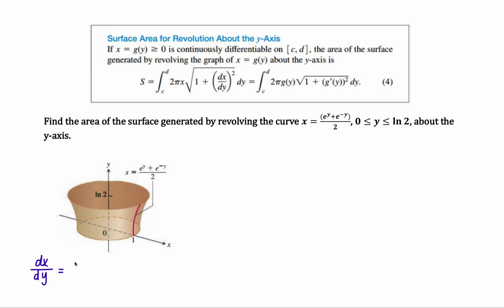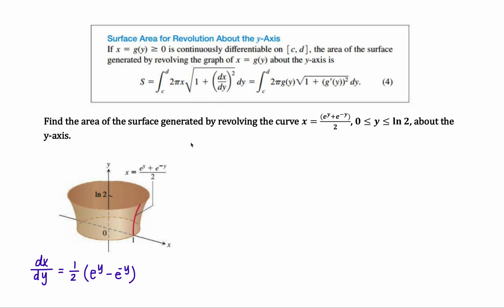dx/dy is going to be 1/2. Then it'll be e to the y, because when we take the derivative of e to the y, it doesn't change. And then the second one is going to give us a minus e to the negative y. So now that I have that derivative, I'm going to go ahead and plug into our formula here.